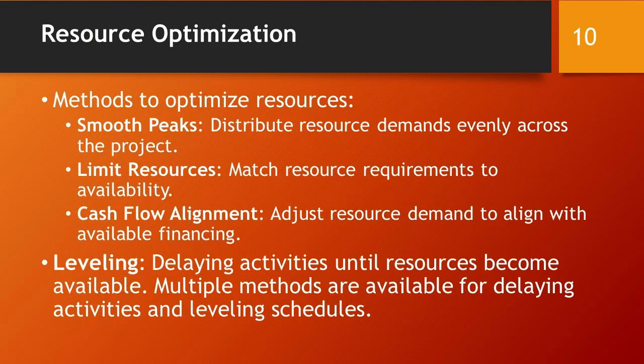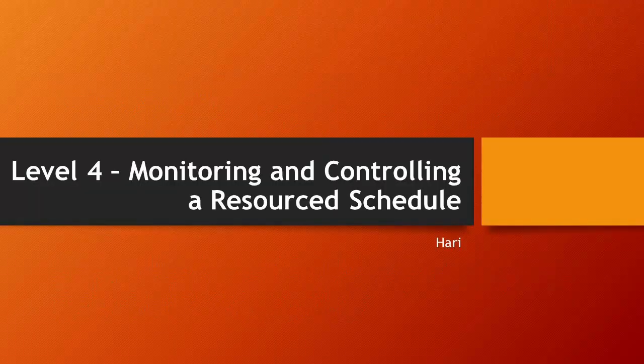One method is to smooth peaks by distributing resource demands evenly across the project. Another is to limit resources by matching resource requirements to availability. Cash flow alignment involves adjusting resource demand to align with available financing. Leveling is the process of delaying activities until resources become available, and multiple methods are available for delaying activities and leveling schedules. Level 4: Monitoring and controlling a resourced schedule.